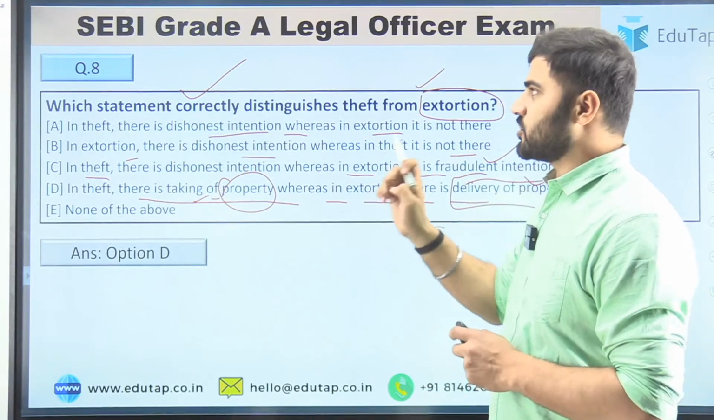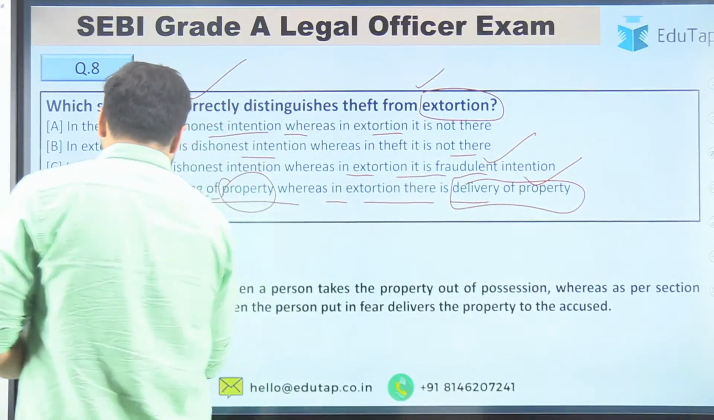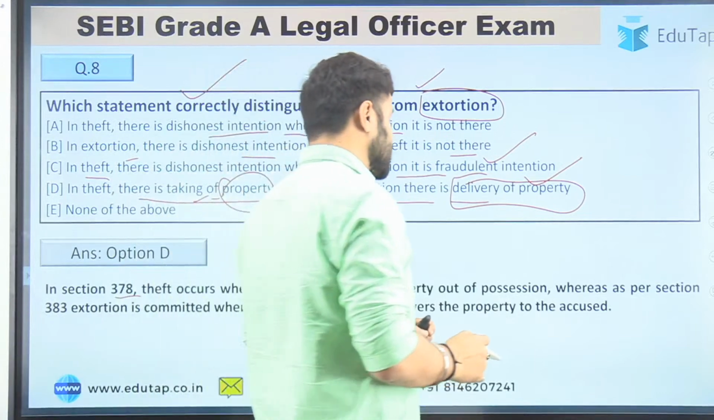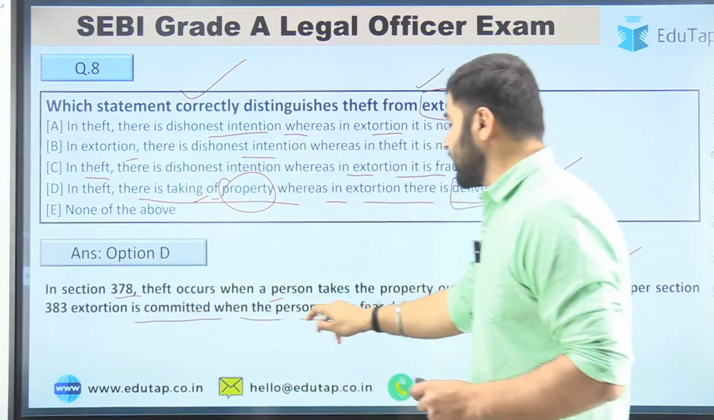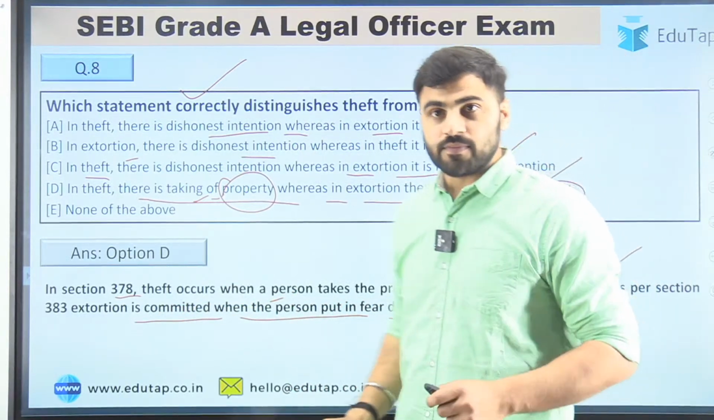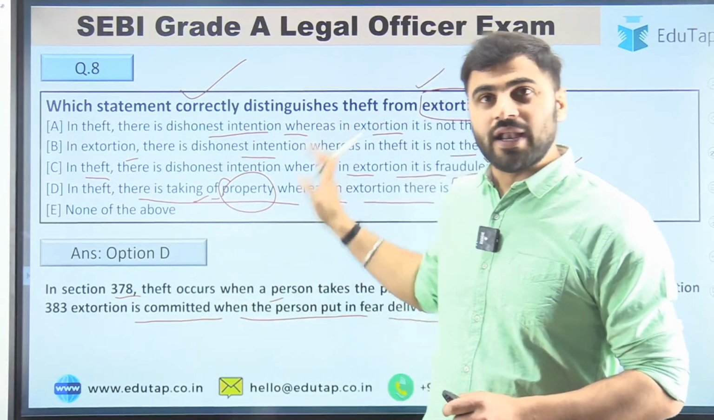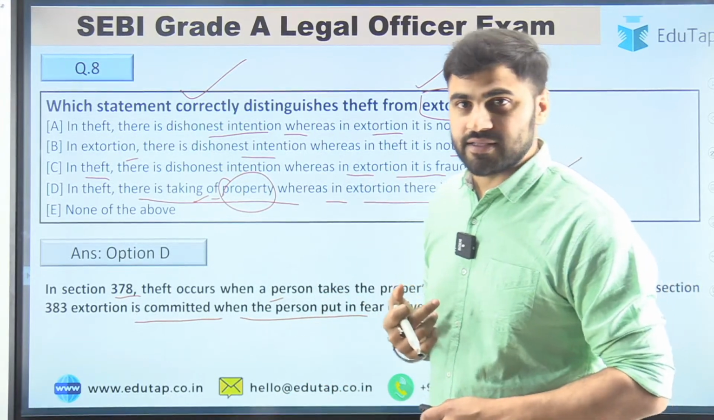Now let's move to question number 9. Okay, read the explanation first. So in section 378, theft occurs when a person takes the property out of possession, whereas as per section 383, extortion is committed when the person put in fear delivers the property to the accused. Right? Even Piyush is saying D, Adil is saying D. Guys, you all have given the right answer. Very well done, guys.